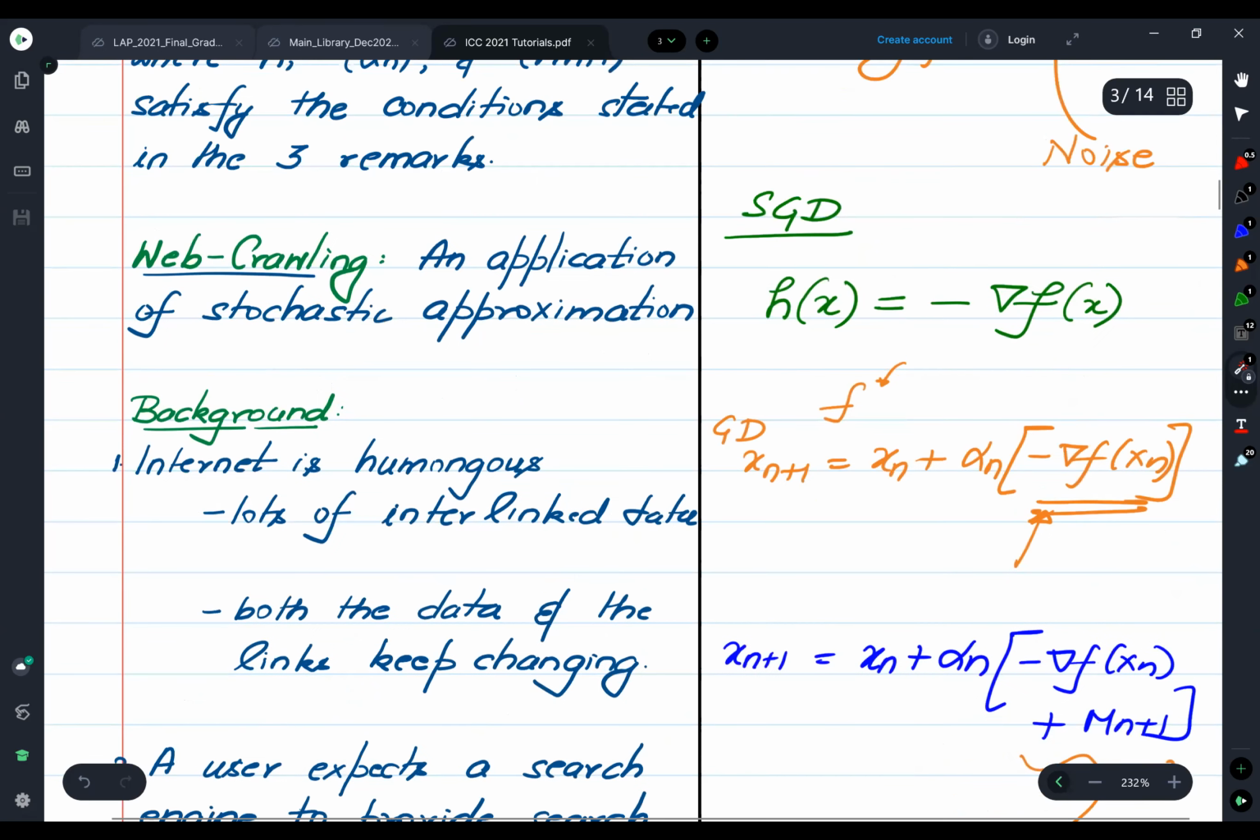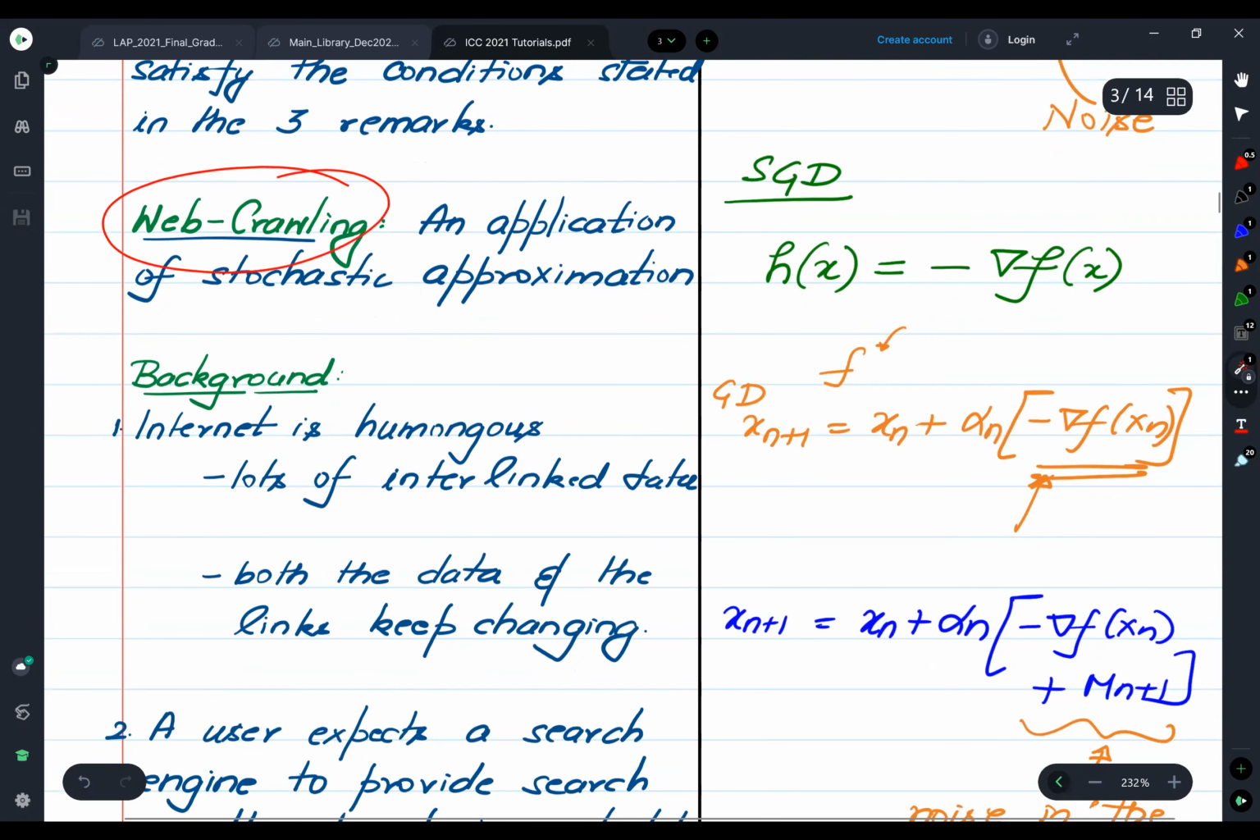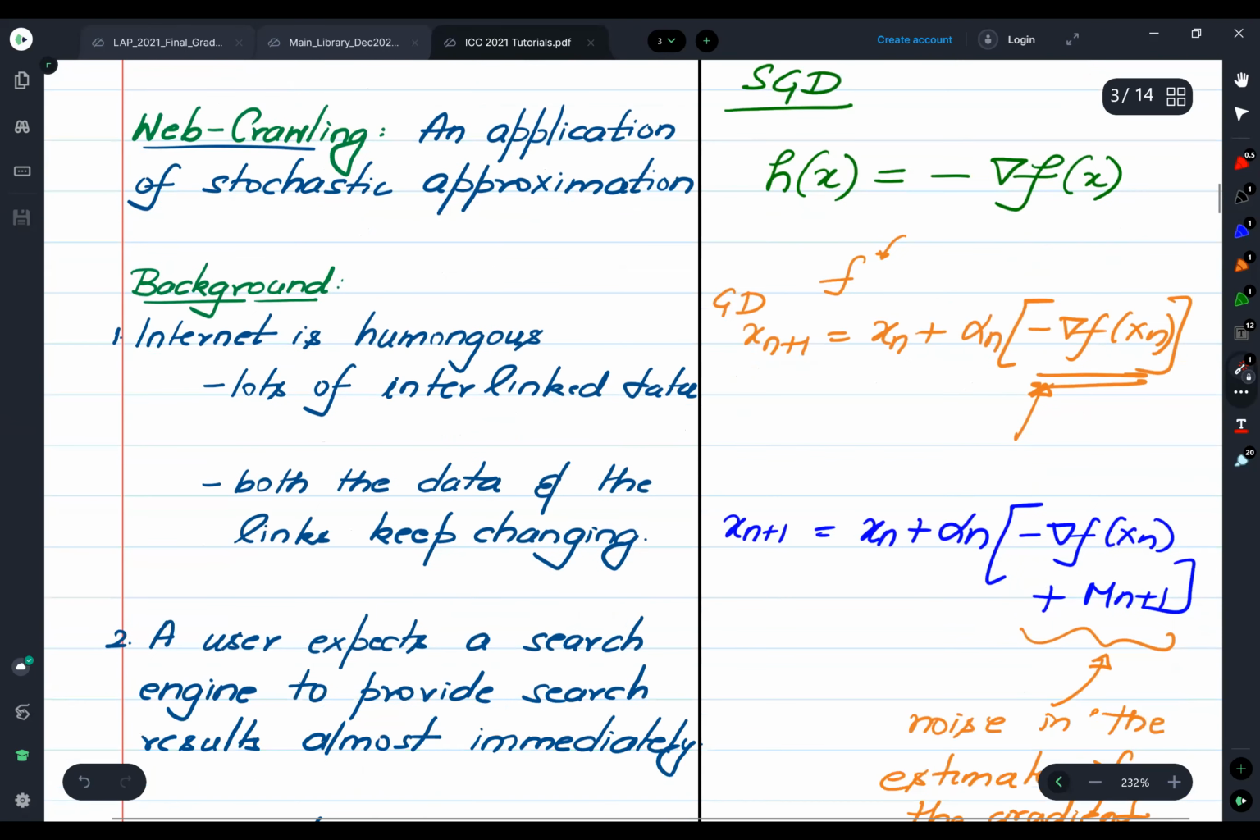All right. Now we will discuss this topic of web crawling. I'll give some quick background about web crawling. I would like to emphasize that this discussion is not about web crawling, so I won't give too many details. The focus will be on how stochastic approximation can be used to solve a specific problem in web crawling. Nevertheless, let me give you some quick background about what the area of web crawling is all about. I'm sure everyone appreciates and understands that the internet is humongous.